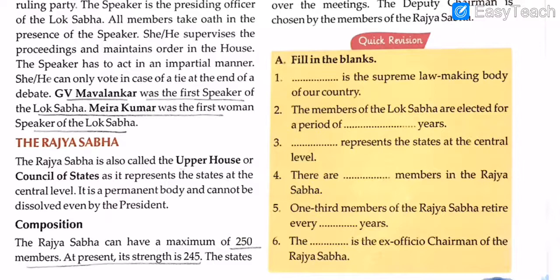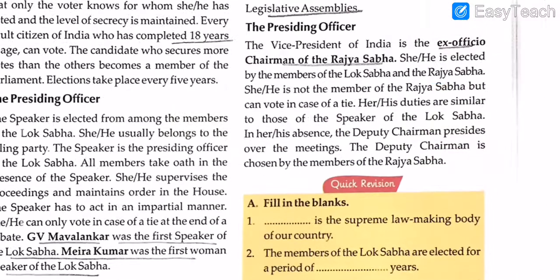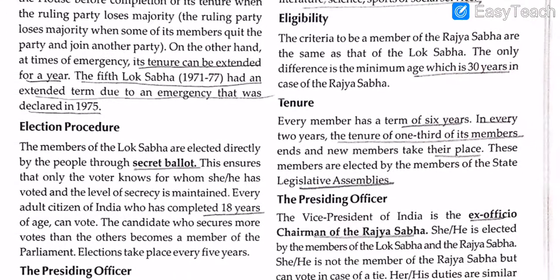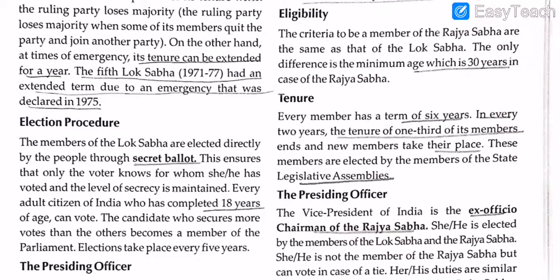The eligibility criteria to be a member of the Rajya Sabha are the same as for the Lok Sabha, the only difference being that the minimum age is 30 years. In the case of Lok Sabha, it was 25 years. As for the tenure, every member has a term of 6 years, and every 2 years, the tenure of one-third of its members ends and new members take their place.